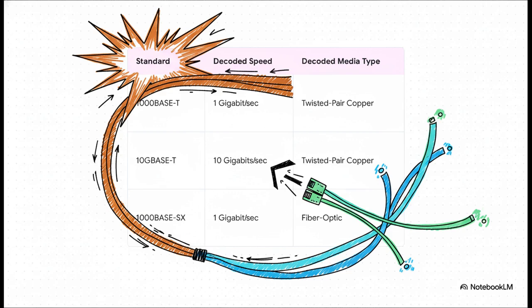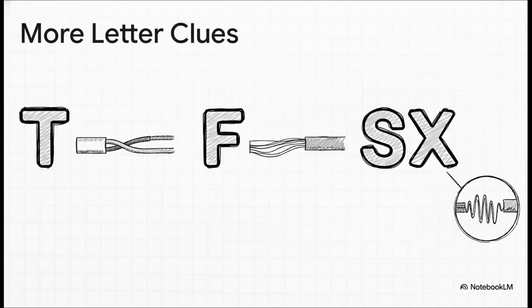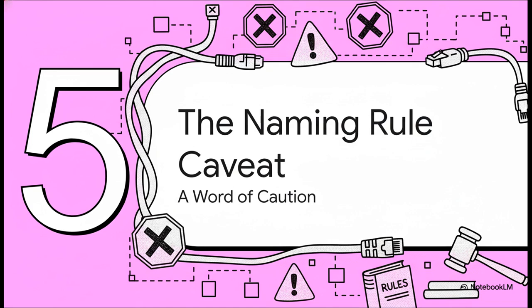The 1000 is easy, that's still 1 gigabit. But the SX at the end? That tells us we're not using copper anymore. Now we're talking about a totally different kind of cable, in this case, fiber optic. And those letters are where you get a lot of the extra detail. T is our trusty twisted pair. You'll often see an F for fiber optic. And then you get two-letter combos, like SX, which gets even more specific. That one tells us it's not just fiber, but fiber that uses a short wavelength of light. Pretty neat, huh?